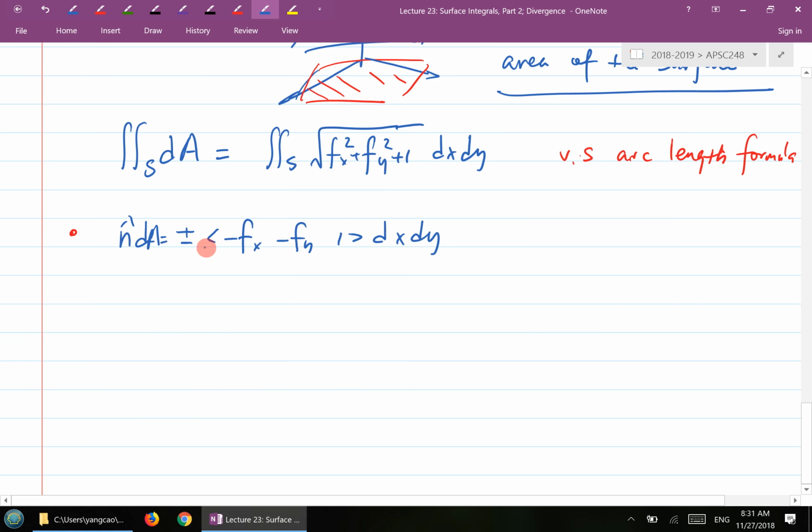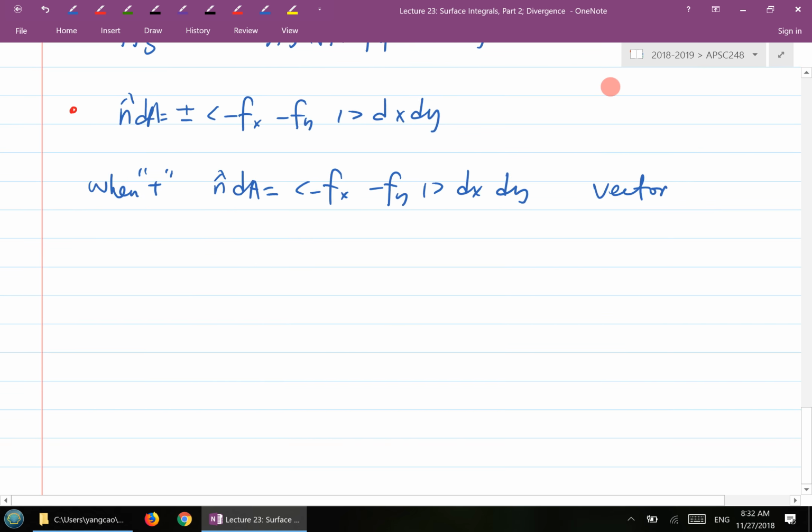So let's look at the positive sign here, right? When it's positive, your n hat dA is essentially equal to this, and that's a vector. Then you have to use this vector to dot with the previous vector function F. So this essentially is a vector here. Now if I try to graph this vector, think about what would be the general idea of this graph here.